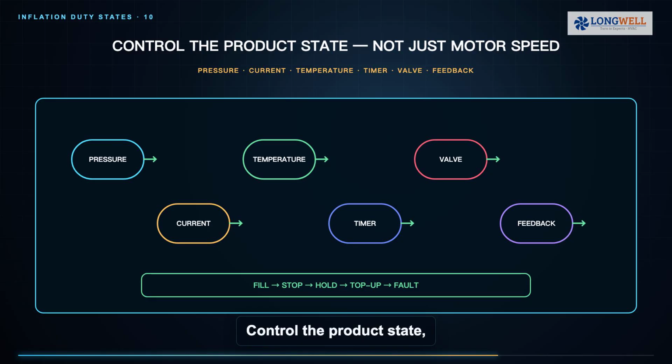Control the product state, not just motor speed. Pressure, current, temperature, timer, valve position and feedback can define fill, stop, hold, top up and fault states. The exact sensor set depends on risk and cost, but every commanded state needs a measurable acceptance condition.